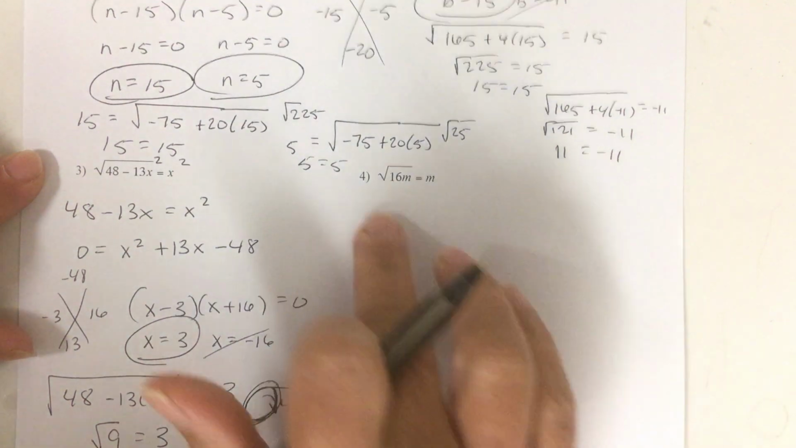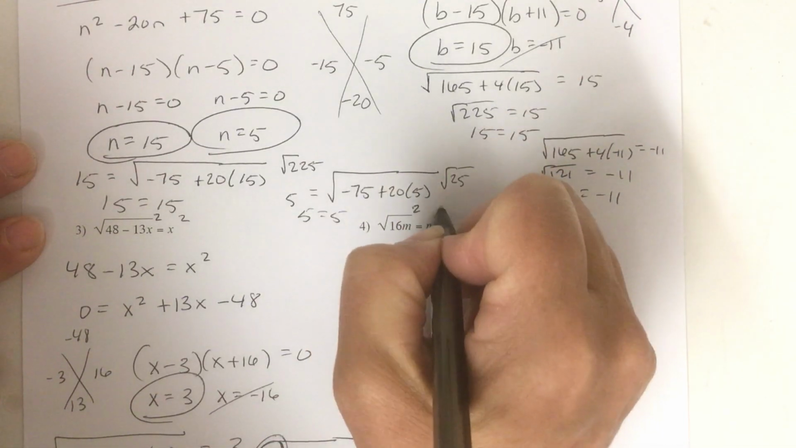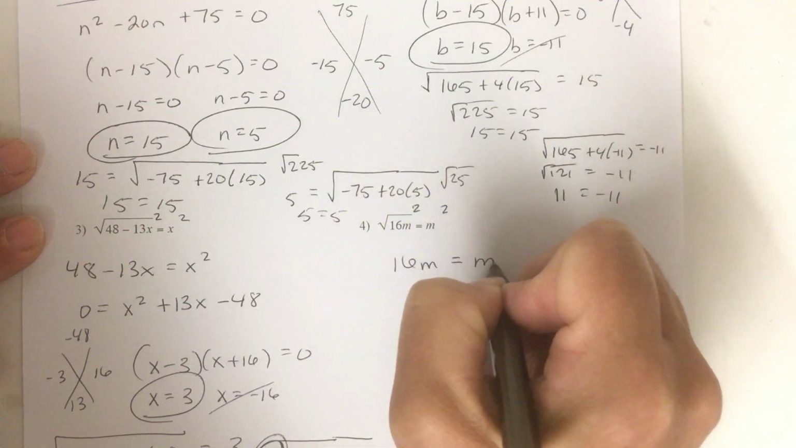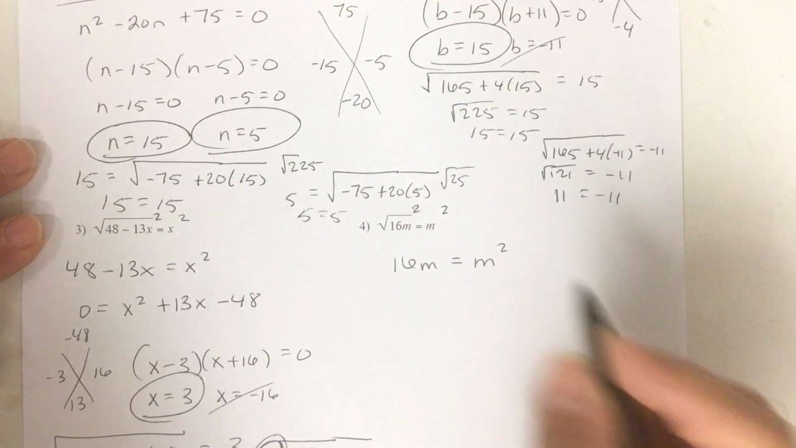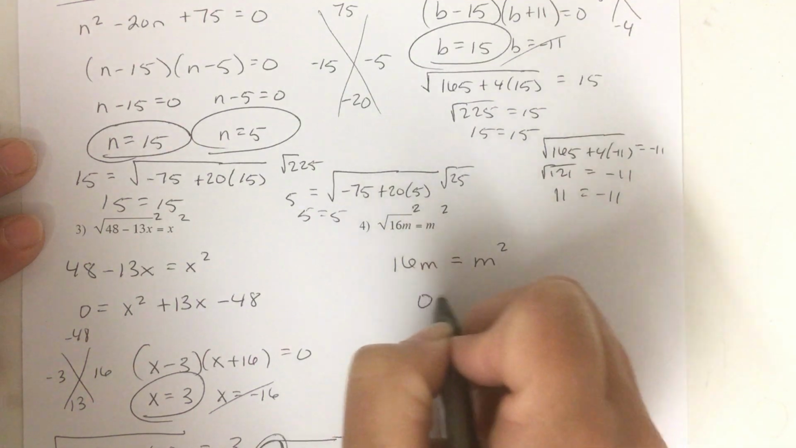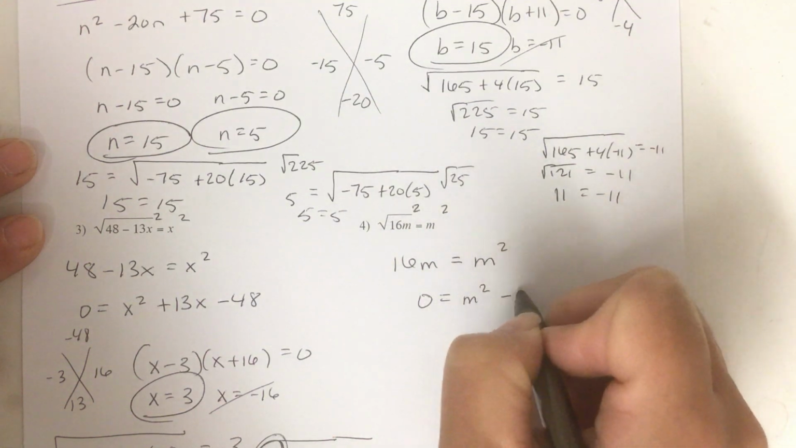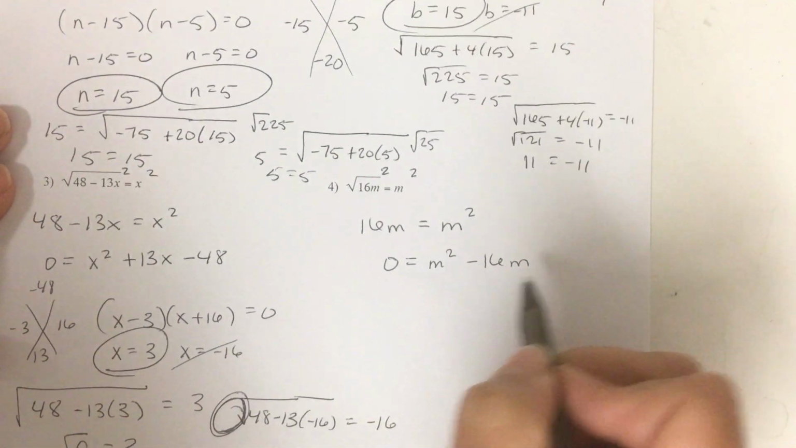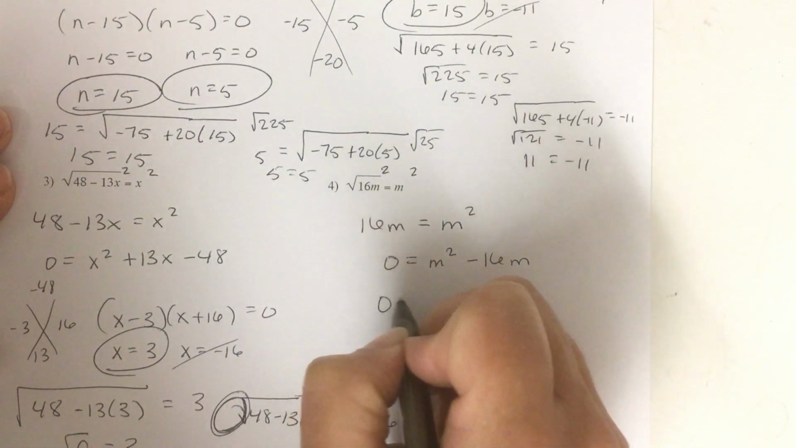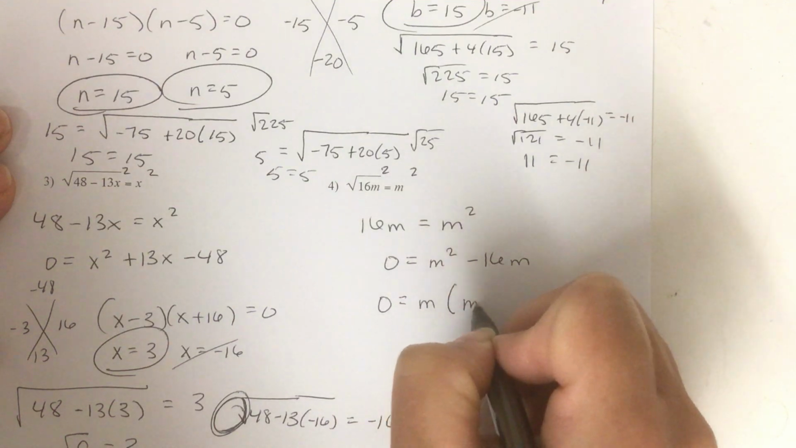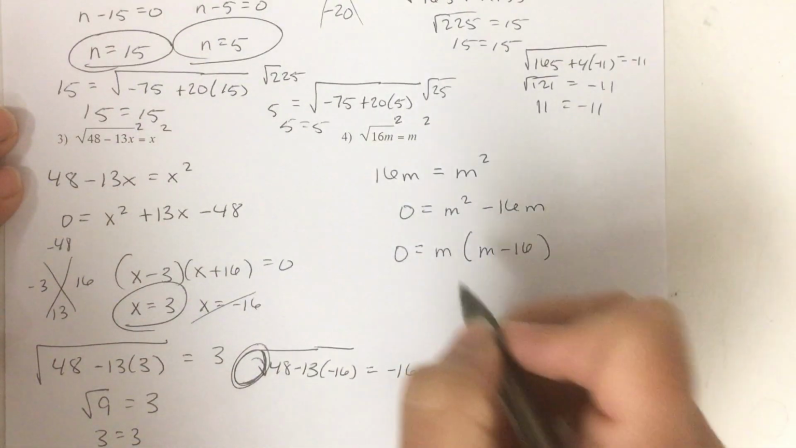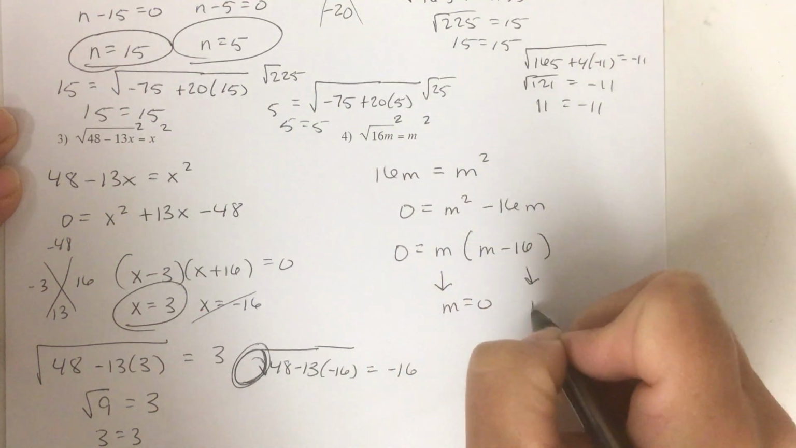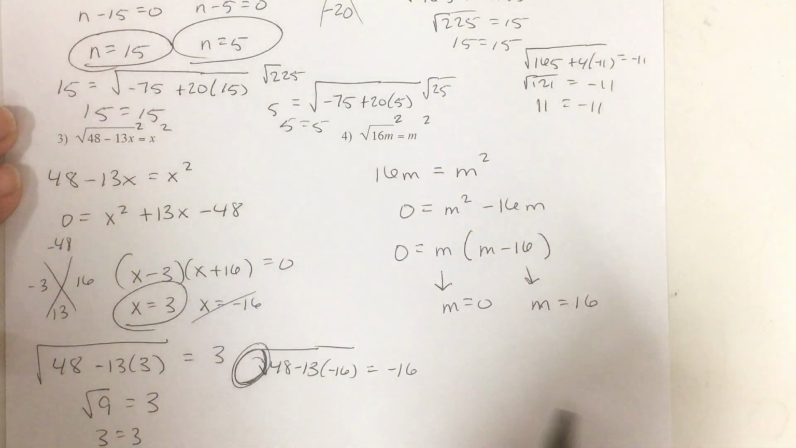Okay? This one's a little bit shorter. So we square both sides. You get 16m is equal to m squared. Move it over toward the m squared, so 0 equals m squared minus 16m. I would factor out an m. You can use the quadratic if you want to. So 0 is equal to m times m minus 16. This gives me m equals 0. This gives me m equals 16.